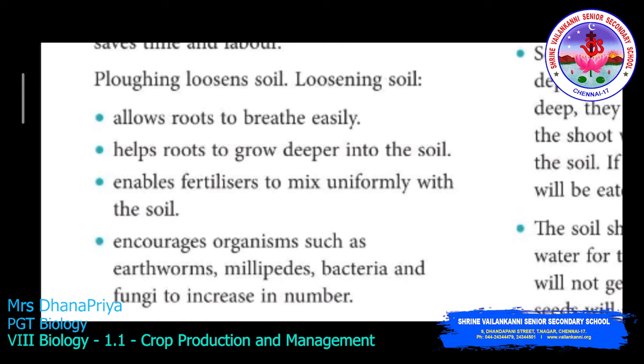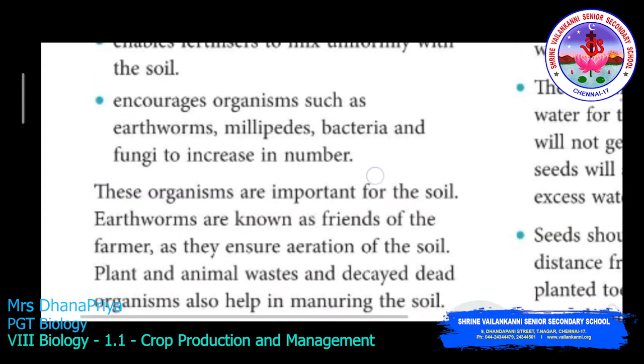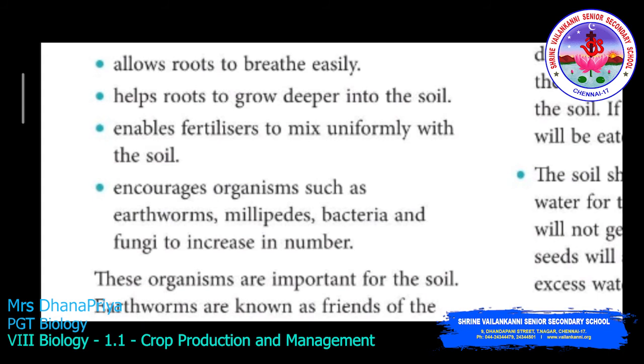Earthworm castings contain nutrients useful for plant growth. Microbes decompose dead organisms and release nutrients. So here the soil fertility is also improved. Nutrient-rich soil is made available to plants.